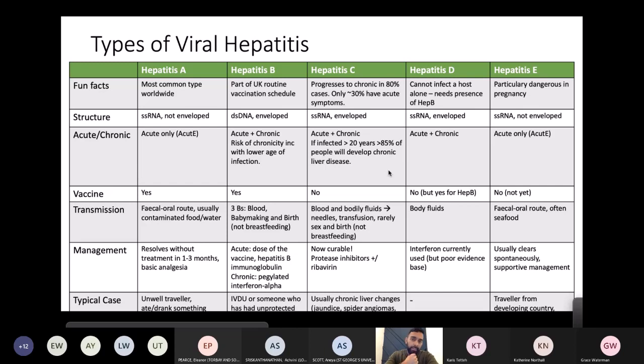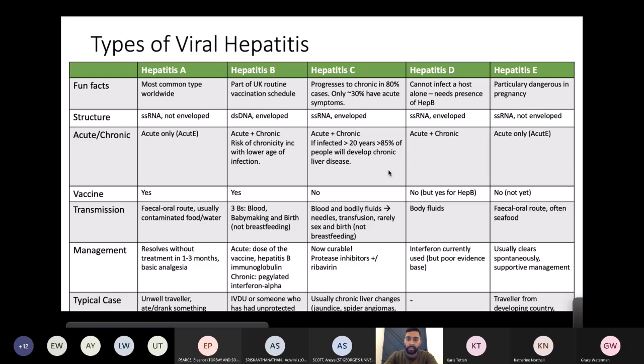In regards to B and C, B doesn't really develop into a chronic picture. Your risk of it becoming chronic increases the earlier the age that the person gets it. So if a 7-year-old child were to contract hepatitis B, they would have a far greater risk of developing chronic disease than, say, a 27-year-old that had hepatitis B.